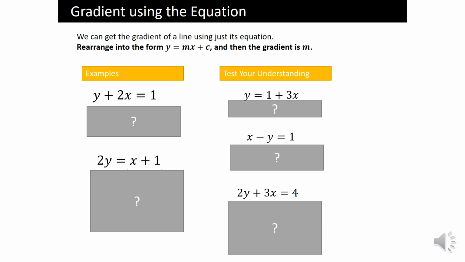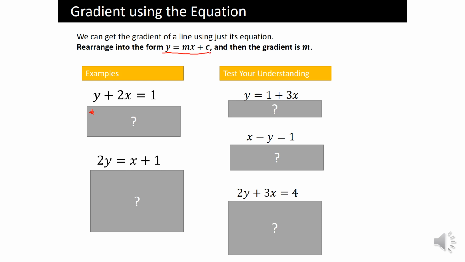So I'm going to go through a few here, but if you're confident you can do this already, feel free to have a go. So this is question 1 on the sheet. So the same sheet that had the graph of lines that you had to work out the gradient of. So over here we've got y plus 2x equals 1. So we need to get it into the form y equals something x plus something.